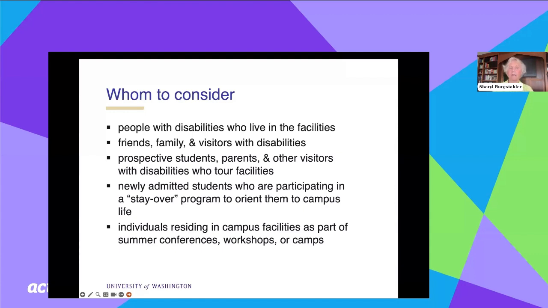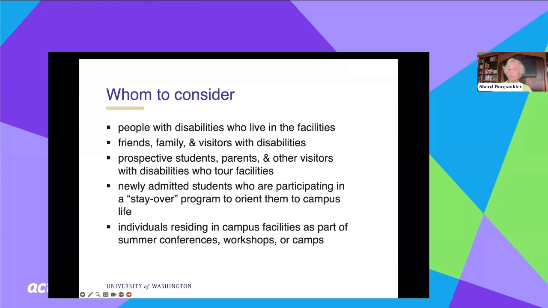Prospective students, parents, and other visitors who go on tours. That's what we do on our campus, and I assume that you might do that. So people that just might show up unannounced that they have a disability. So thinking, are you taking them down accessible routes of travel and so forth?